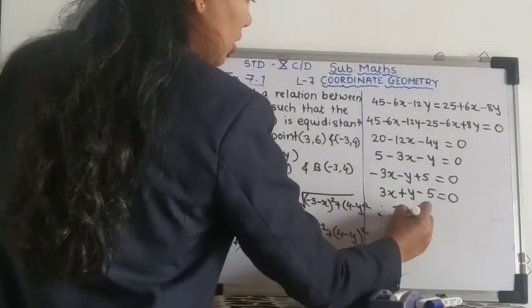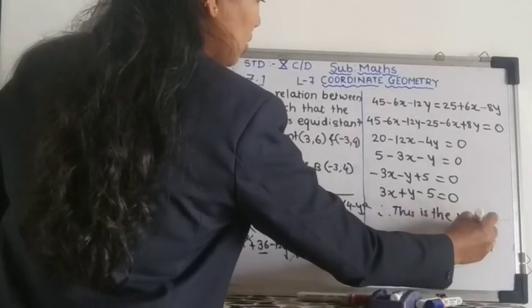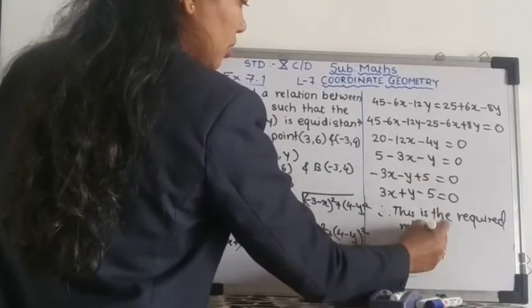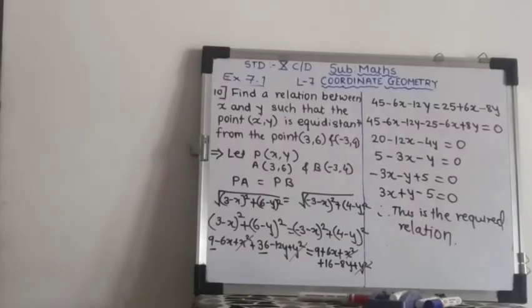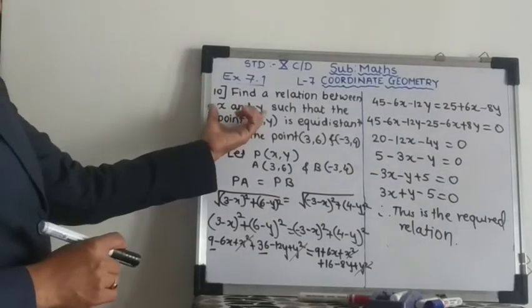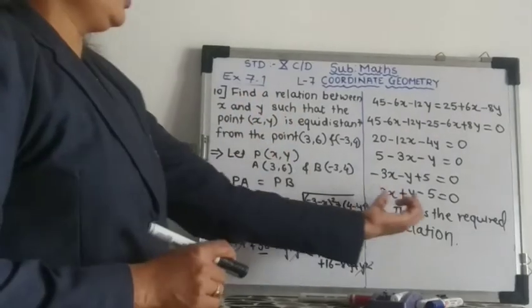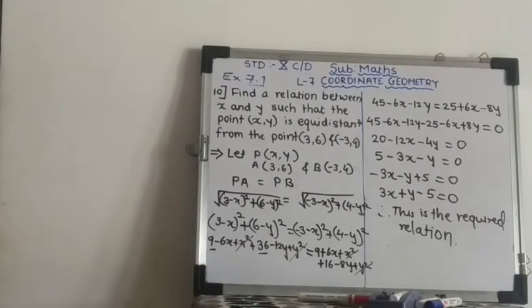Therefore, this is the required relation. Understood this one? So we are going to find a relation between x and y. That relation is nothing but 3x plus y minus 5 equals 0. So in this way we have completed exercise 7.1.